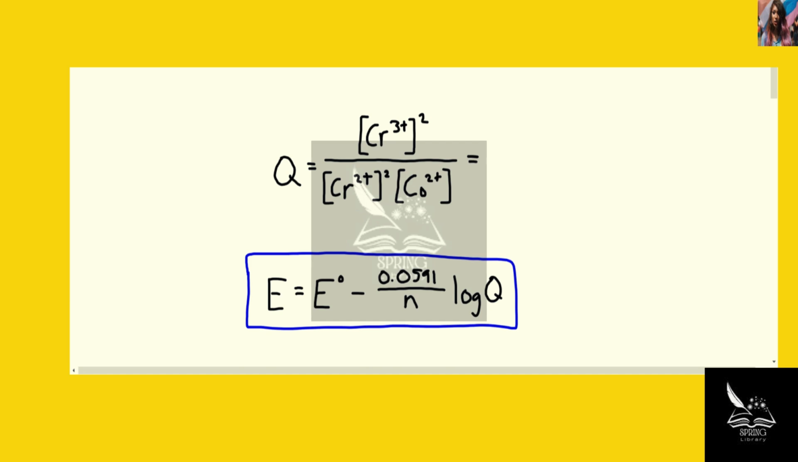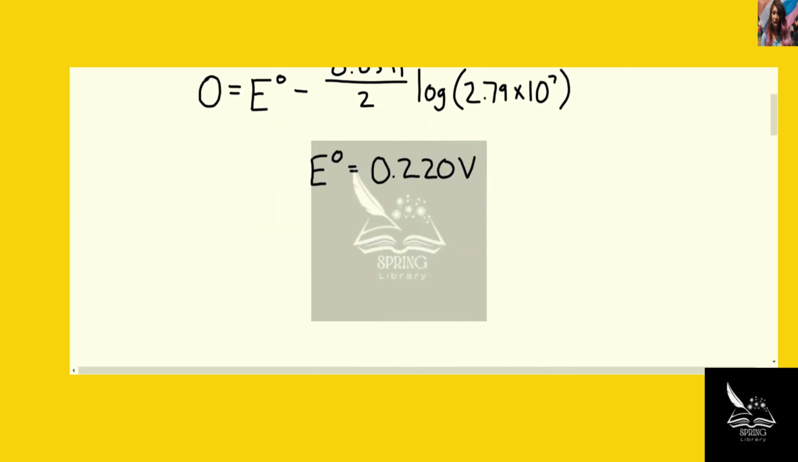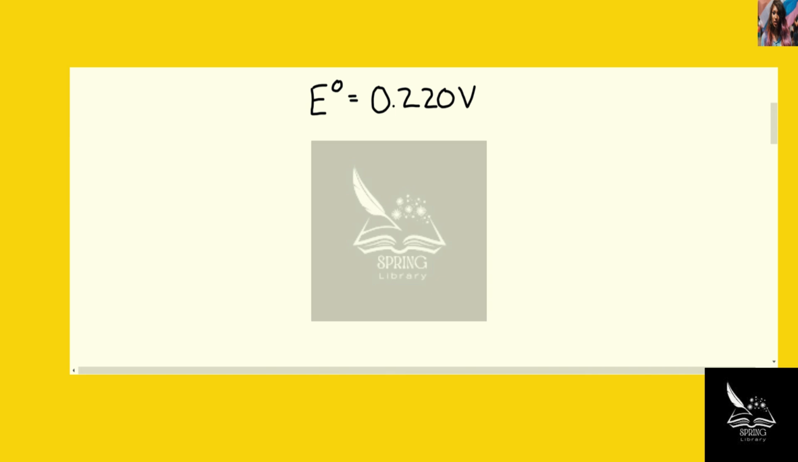And the concentration for Cr3 plus that we are given is 2 molar, and we square that for the numerator. Concentration of Cr2 plus that we are given is 0.3 molar, and we square that. The concentration of Co2 plus is given to be 0.2 molar. Calculate out that ratio for Q, and it comes out to 222.2. And so the Nernst equation to solve for that cell potential at non-standard conditions.